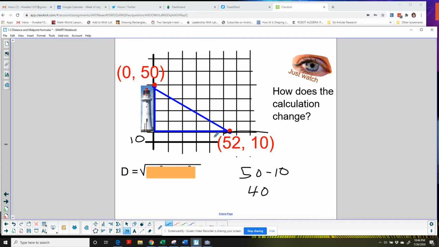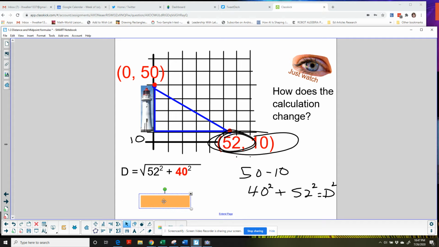And then for this one here, we're 10 units up here. Sorry, I'm confusing myself. 52 units sideways, x is 52. So we didn't do anything with x. It's still starting back here at 0 going to 52. So that's still 52. The 10 has to do with y. So we have 40 squared for the height plus 52 squared equals your distance squared. And then to find the distance, you square root it.